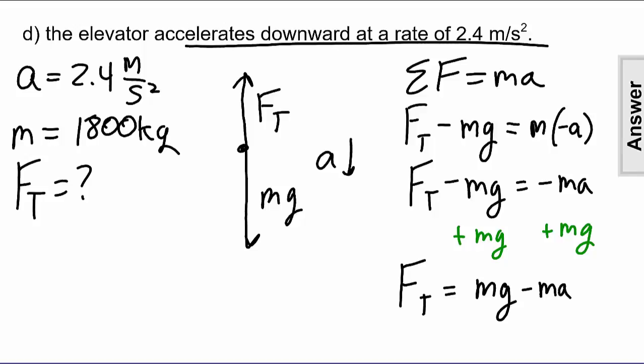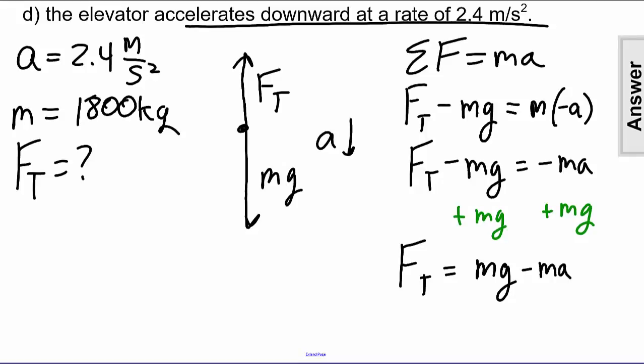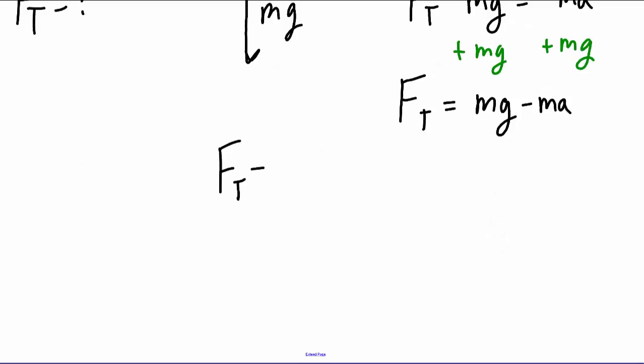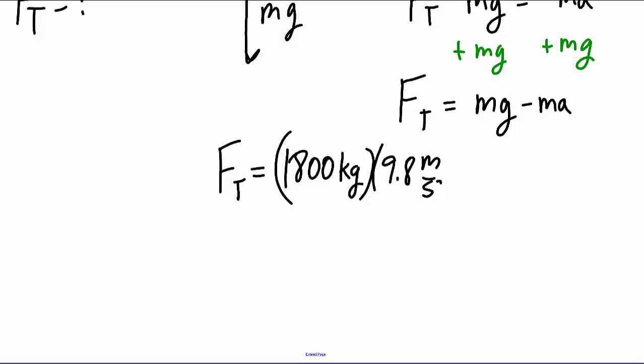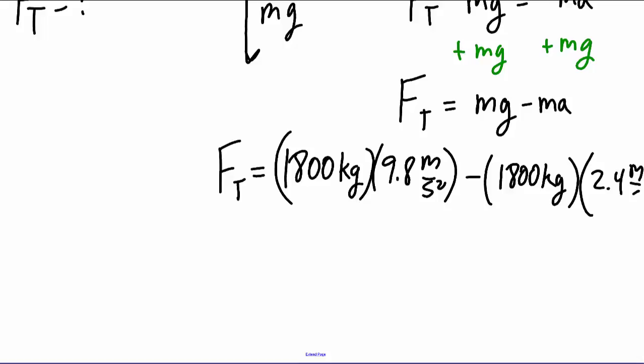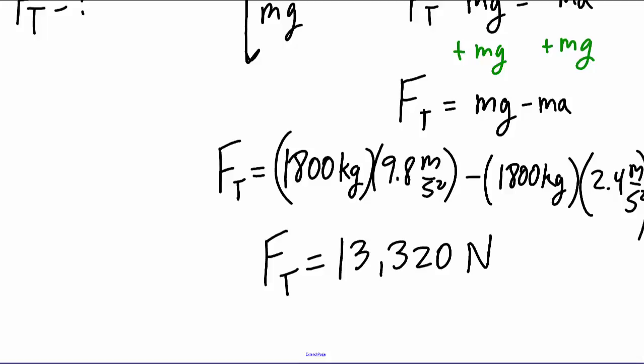And now we can substitute values into the problem. F sub T is equal to 1,800 kilograms times 9.8 meters per second squared minus 1,800 kilograms times 2.4 meters per second squared. And we find that the tension force is equal to 13,320 newtons. There we have it.